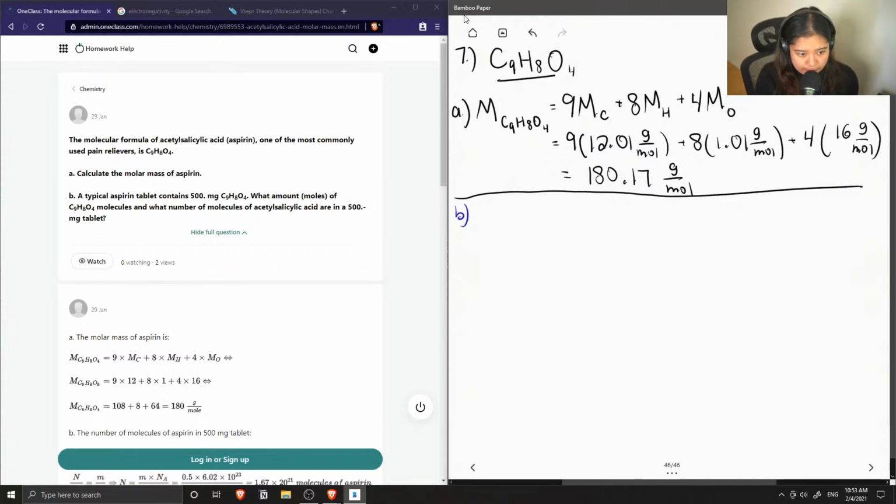Okay, so we know that the mass is 500 milligrams. And we can convert this to grams since our molar mass is in grams per mole. To convert milligrams to grams, we multiply by the conversion factor, where there are 1,000 milligrams in 1 gram. This is the same thing as dividing by 1,000. So we get 0.5 grams.